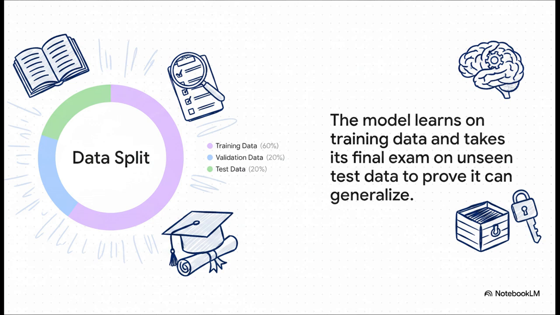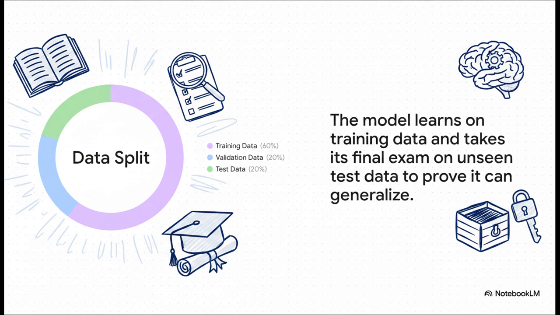Okay, you're going to hear your data scientists talk a lot about splitting the data. And this is super, super important. Why? Well, think about it like this. You wouldn't give a student the exact same questions on the final exam that you gave them for homework, right? It's the same idea. The model does its homework on that big 60% training set.